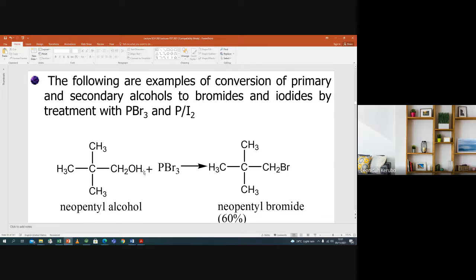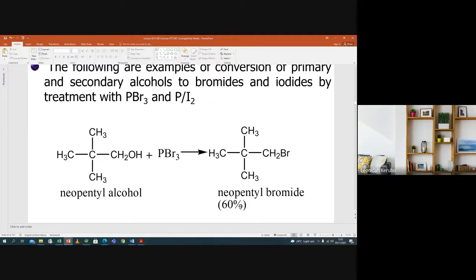phosphorus halides to form the corresponding alkyl halides through mainly the SN2 mechanism. So there's no formation of a carbocation in that mechanism, and there's no rearrangement. When you hear carbocation formation at any step, then the possibility of rearrangement is there. But if there's no carbocation formation, like in SN2 mechanisms, no rearrangement is possible. So this primary alcohol can react with phosphorus tribromide to form the corresponding primary alkyl bromide. Again, the yield is not so low. It's good enough.